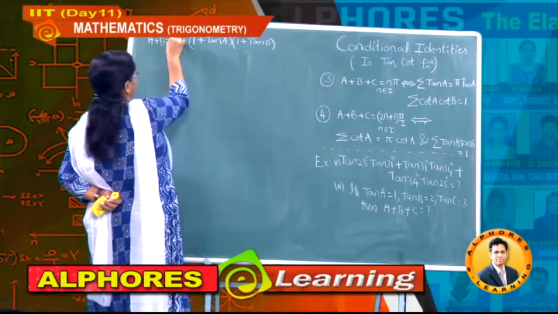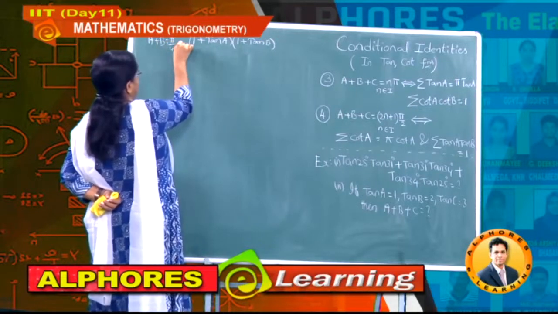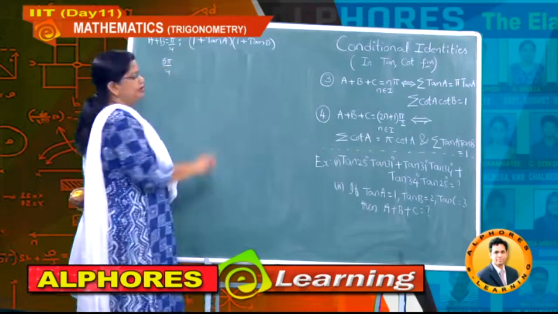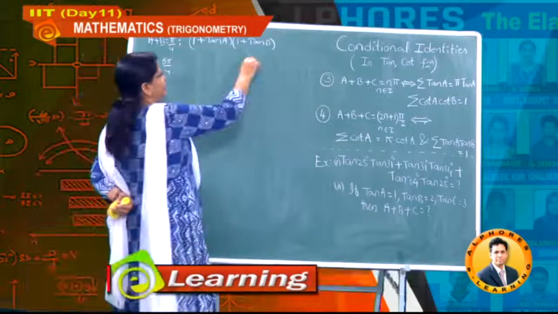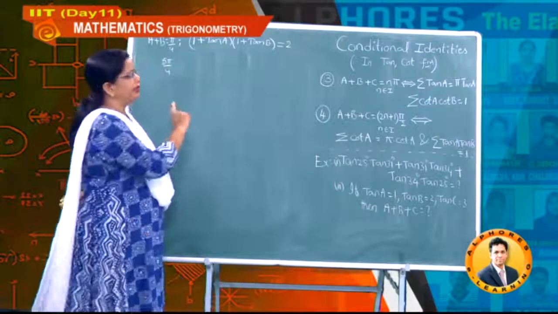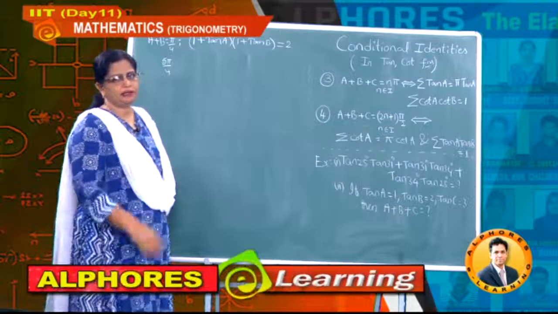So whenever A + B is 45 degrees, that is pi by 4 or 5 pi by 4, you can make use of this condition and immediately write the answer as 2. This we did yesterday, with some examples.